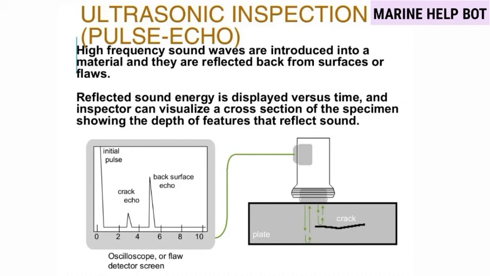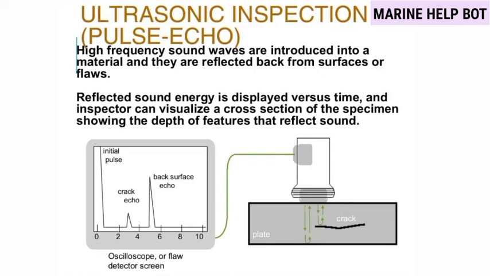Reflected sound energy is displayed versus time, and the inspector can visualize a cross section of a specimen showing the depth of features that reflect sound. So friends, from the figure it is clear that we are sending a high frequency sound wave through a material and we are getting the echo back very early for the crack, and for the surface where it is okay the echo is returning late.